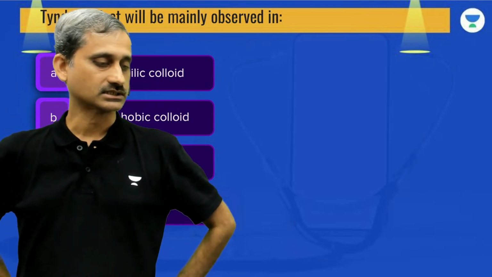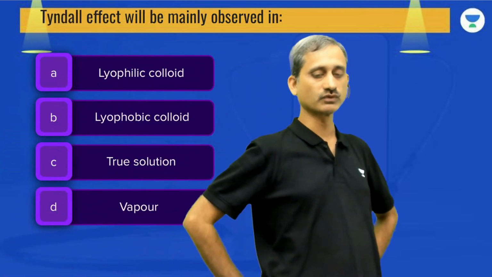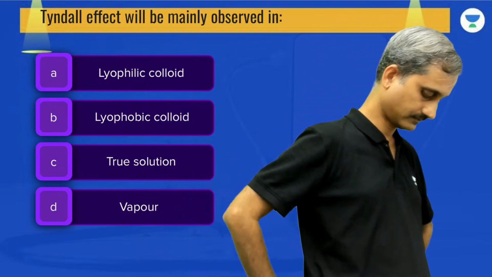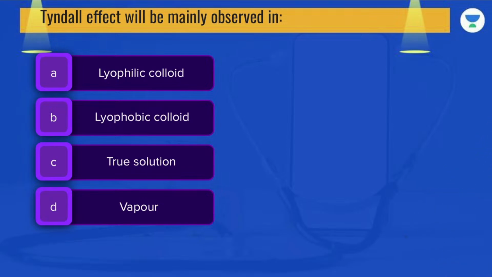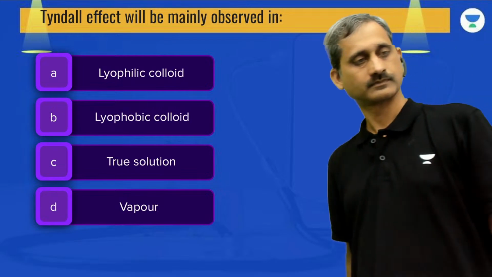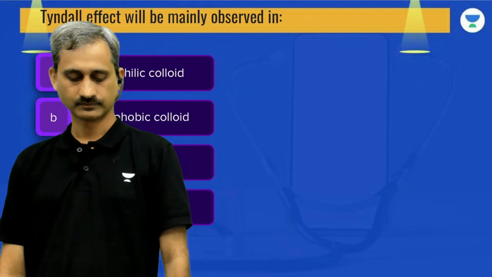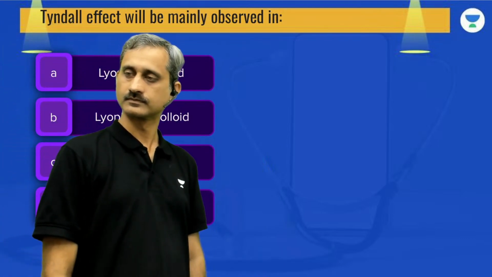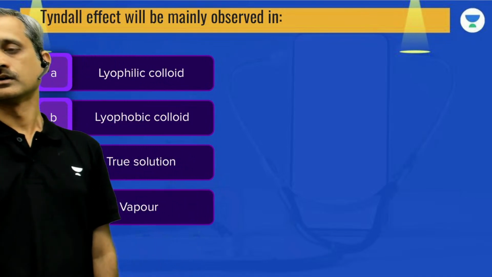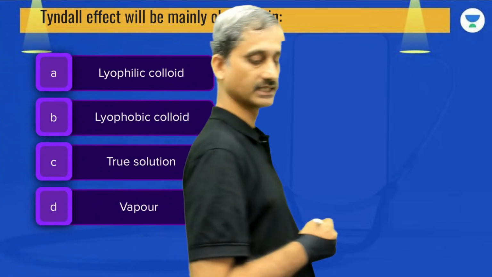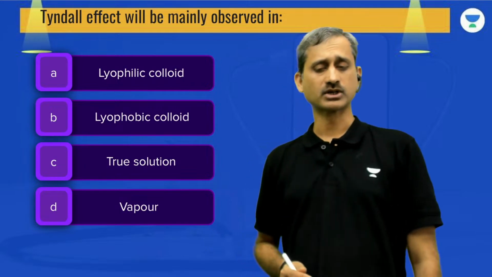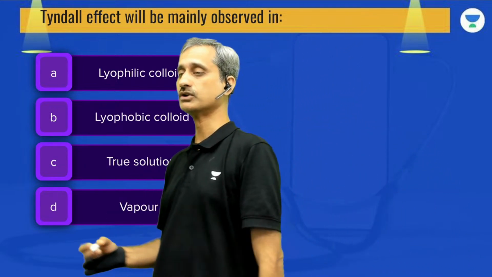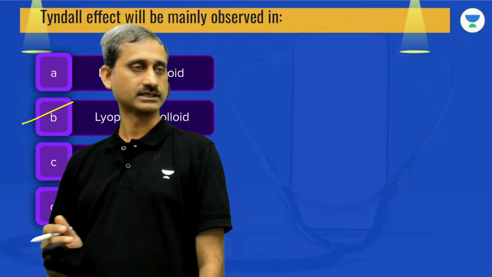I have just given you the answer. Could you just mark the answer? Tell me the answer. What would be the answer of this particular question? Tyndall effect will be mainly observed in lyophilic colloid, lyophobic colloid, true solution, vapor. It is going to be observed in lyophilic as well as lyophobic colloid, but the maximum would be observed in the lyophobic colloids. Is that clear?